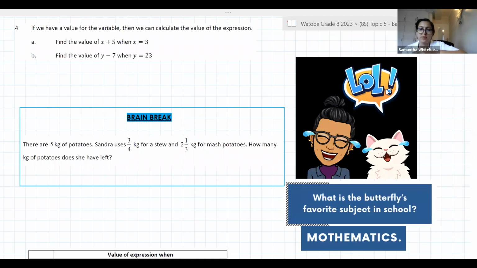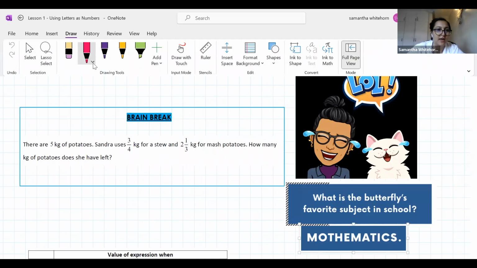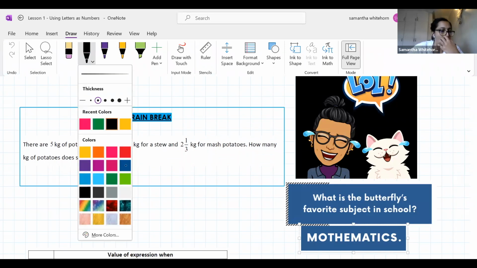Okay, Deborah, do you want to explain it to us? How did you get your answer? If you want to raise your hand. Okay, tell us, how did you get that answer of 1 11/12 kgs?